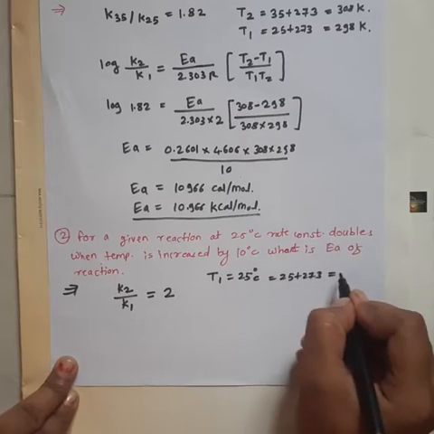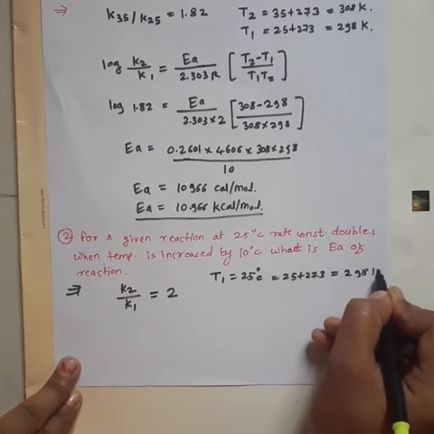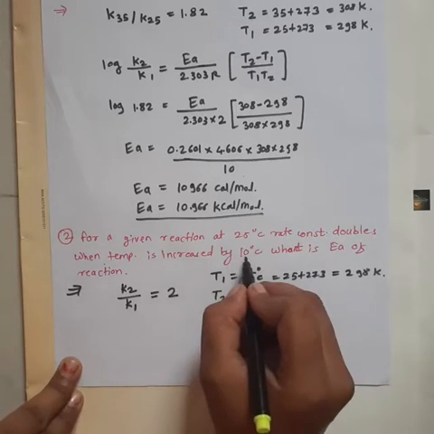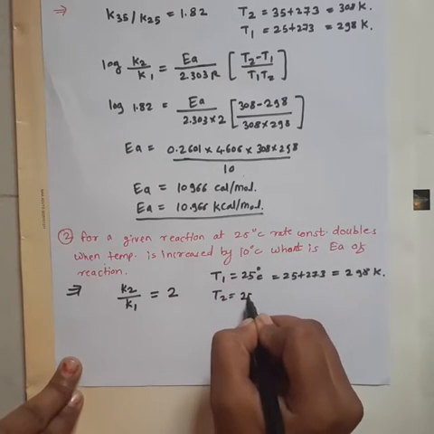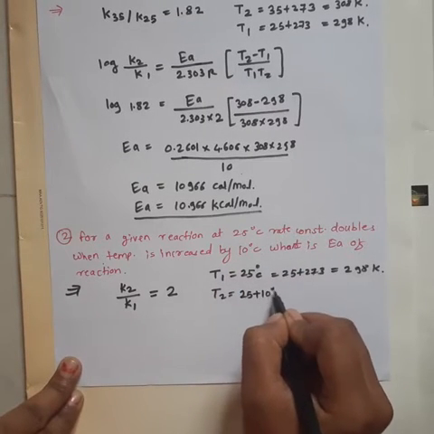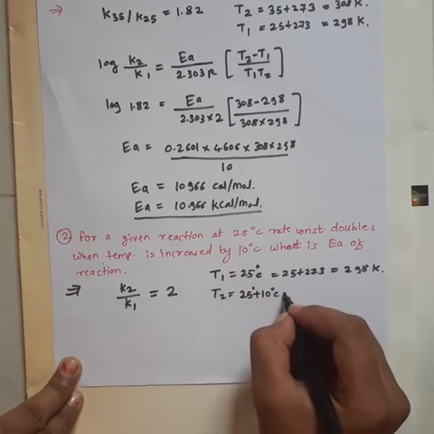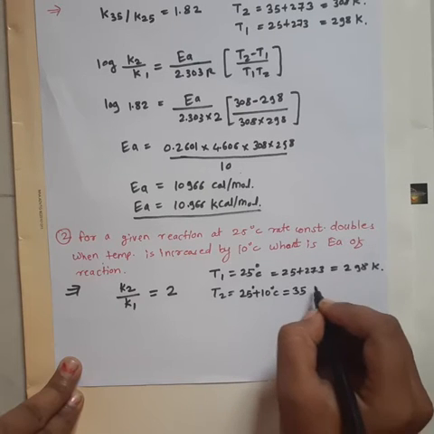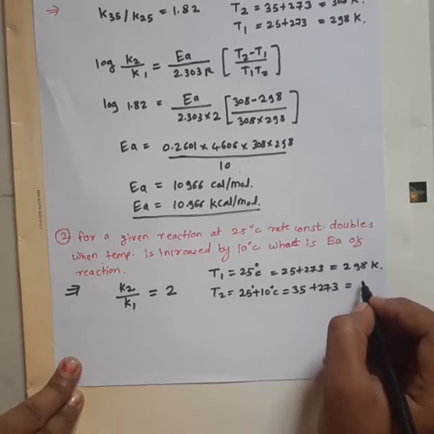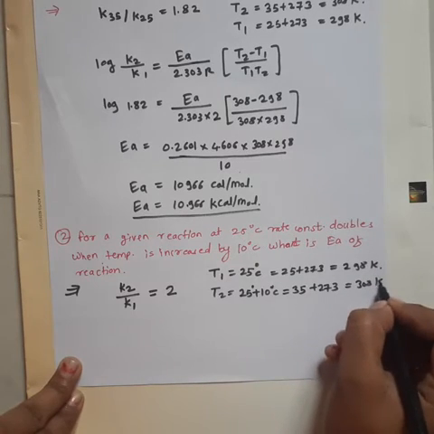25 plus 273, that is 298 Kelvin. And what is T2? T2, that is temperature is raised by 10 degrees Celsius. Therefore 25 is the first temperature and it is raised by 10 degree. 25 degree plus 10 degree is equal to 35 plus 273. Therefore what we get, it is 308 Kelvin.